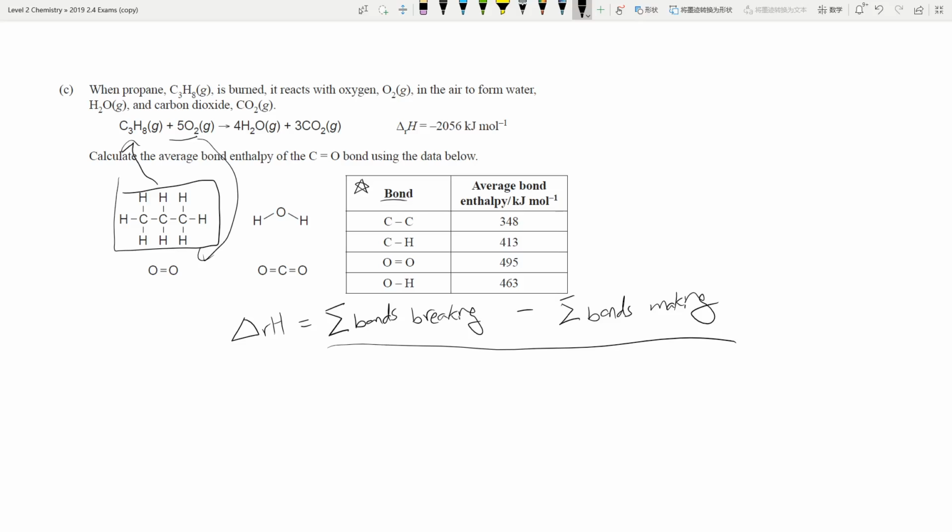Okay, so let's think about this. What are we breaking? You are breaking the bonds of C3H8 and 5 moles of O2. If you look at the C3H8 structure, if you possess colored pencils or coloring pens, it's maybe advantageous to highlight them so you don't miss any bonds.